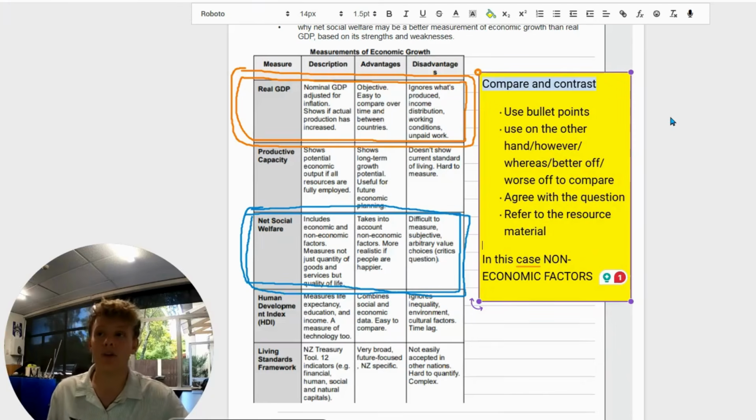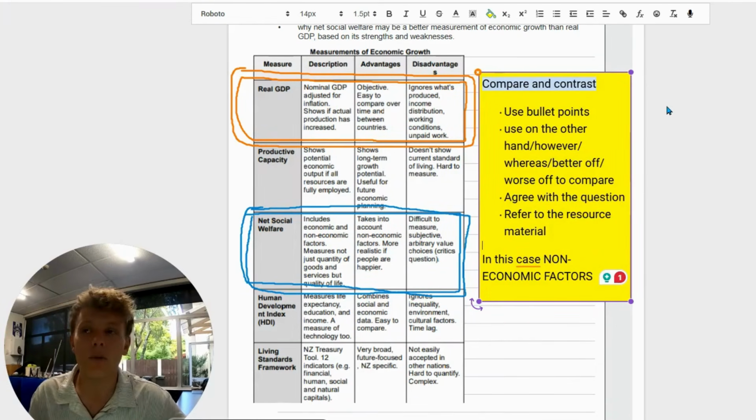Income distribution is ignored, working conditions are ignored, unpaid work is ignored, the health of the population, infant mortality, pollution, any other factors or non-economic factors are ignored in real GDP.